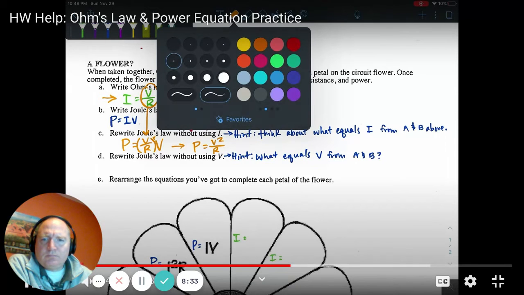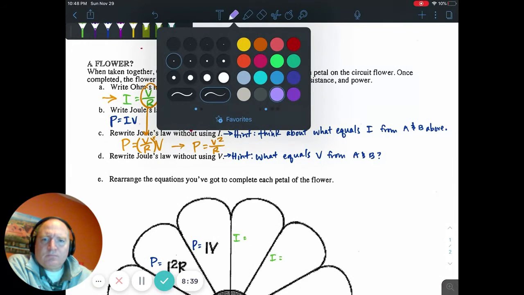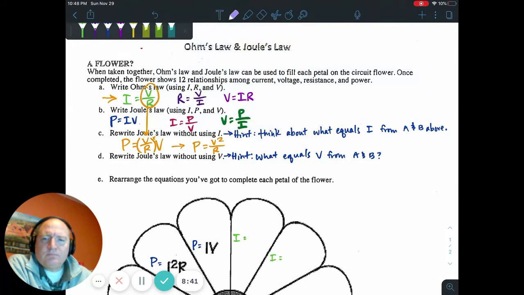Right, and then the next one says rewrite Joule's law without using V. So we're going to start with what we know again. We've got P equals I times V, but this time we can't use V. So let's look up ahead again. Let's look at Ohm's law, and we see V is equal to I times R. So let's plug in.